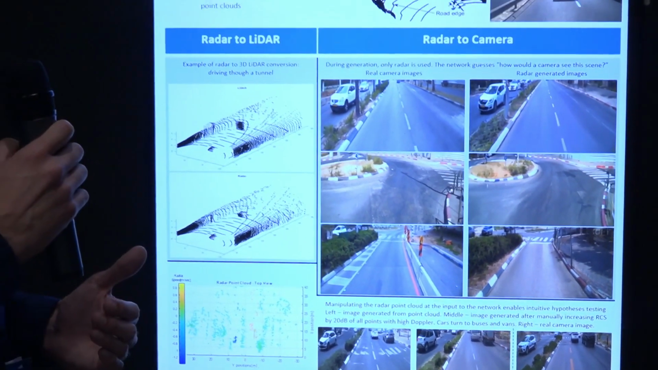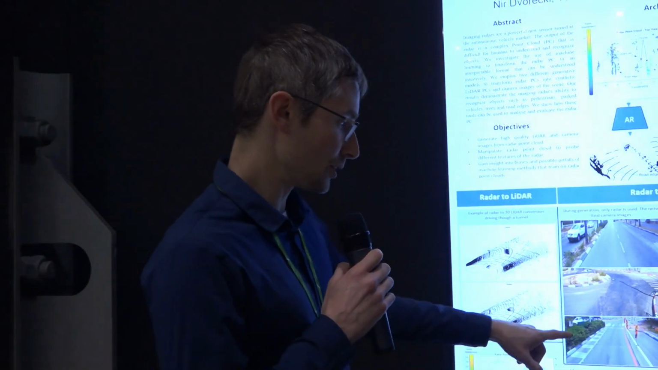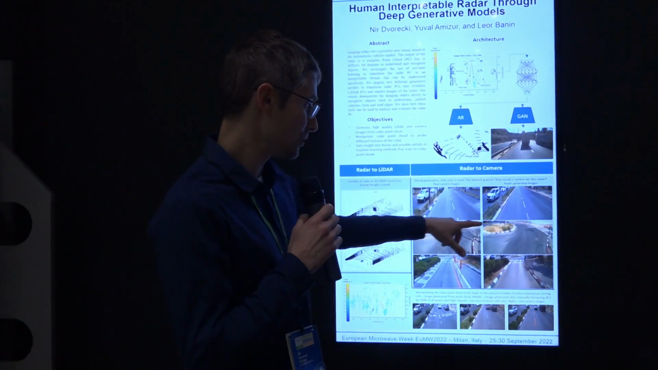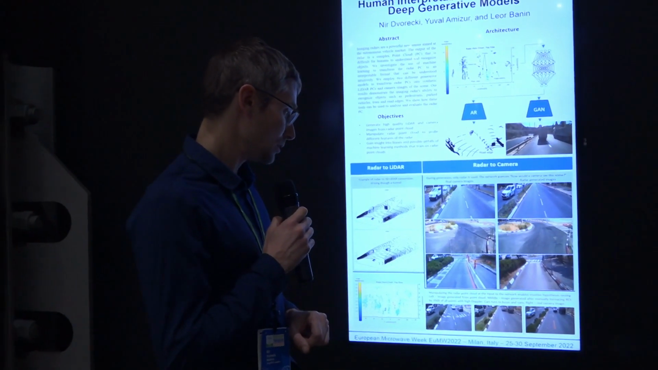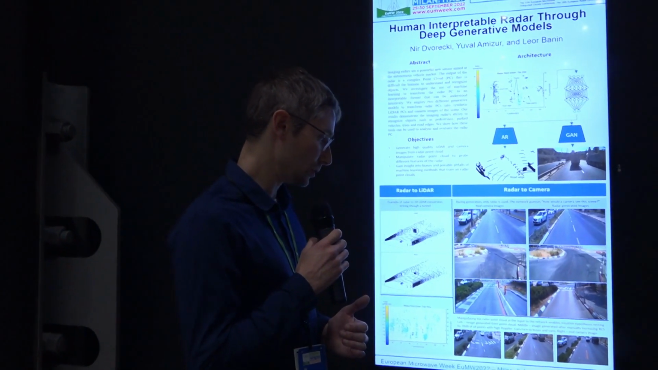In addition, it allows us to understand which types of objects are easy to detect, such as vegetation and small signs or cars, versus objects that are more difficult to detect.